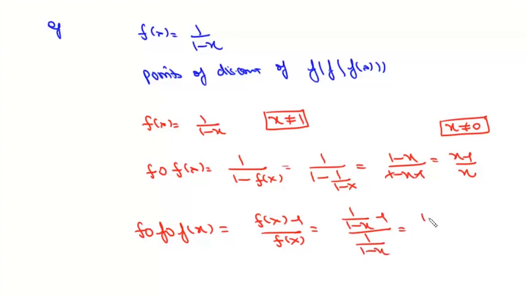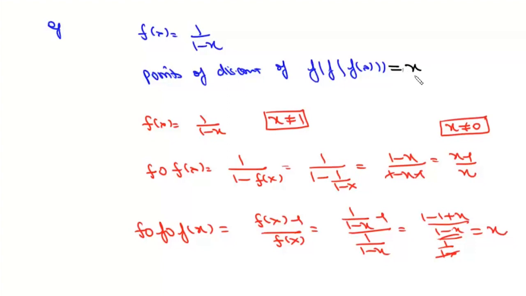So it will be 1 minus 1 plus x upon 1 minus x upon 1 minus x, which will cancel. So this is equal to x. So this function f of f(x) is equal to x. Now since x is a polynomial function, it appears that this function is continuous and x belongs to R.